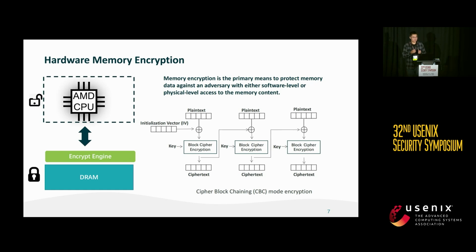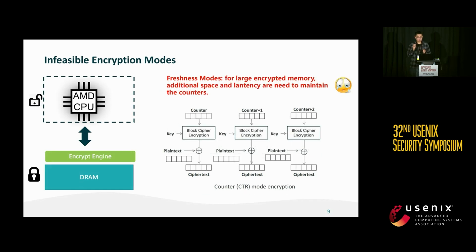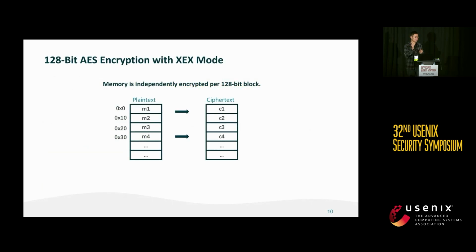For TEE, the memory encryption mode used is constrained by 2 factors. At first, in order to support random memory access efficiently, chaining mode cannot be used. Secondly, counter mode is also not suitable, since additional space and latency are needed to maintain the counters. As a result, TEEs such as AMD SEV use AES encryption with XEX mode. To be more specific, memory is encrypted per 128-bit block.